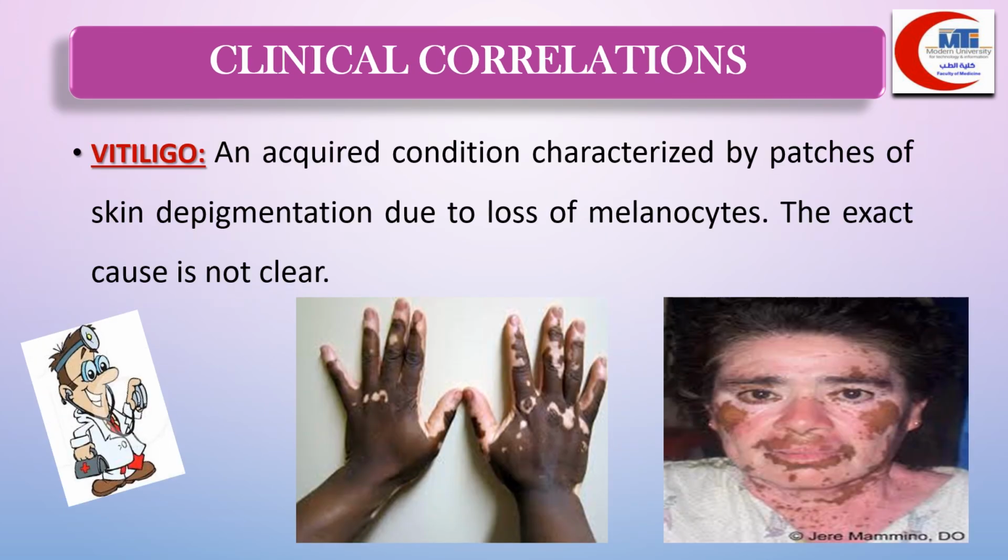Another condition is vitiligo, which is an acquired condition characterized by patches of skin depigmentation. As we see, patches of skin depigmentation due to loss of melanocytes. The exact cause of this condition is not clear.